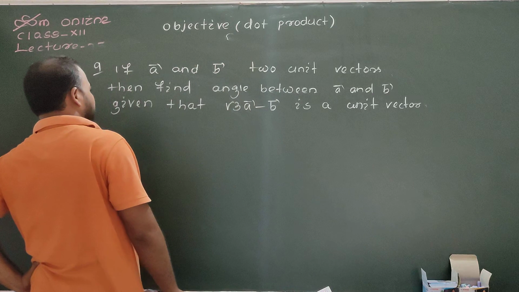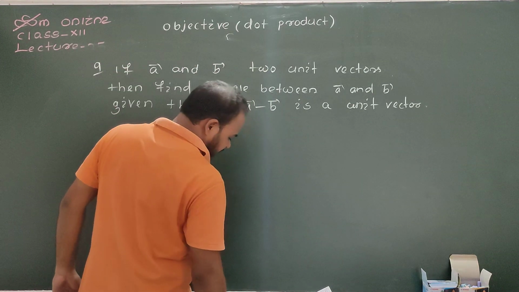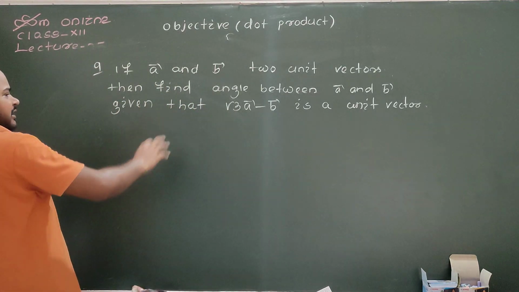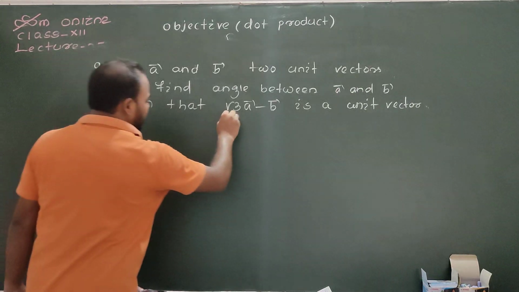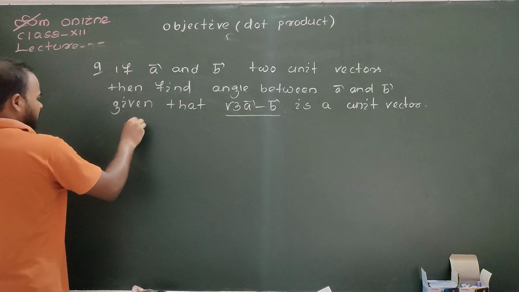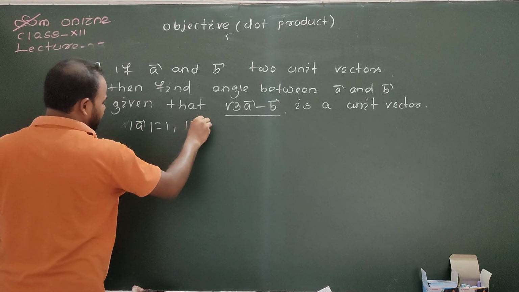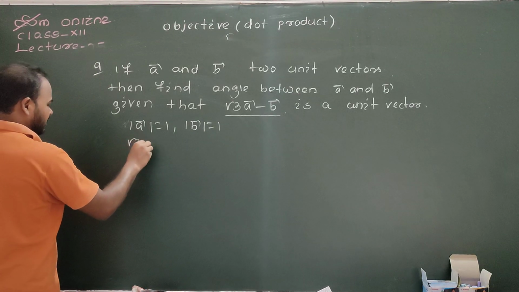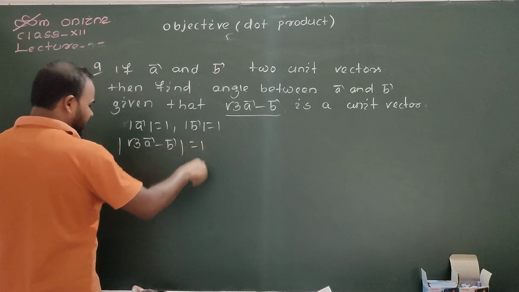Question: vector A and vector B are two unit vectors. Then find the angle between vector A and vector B. If these are unit vectors, we have magnitude of vector A equal to 1 and magnitude of vector B is also 1. And here magnitude of root 3 into vector A minus vector B is also 1.